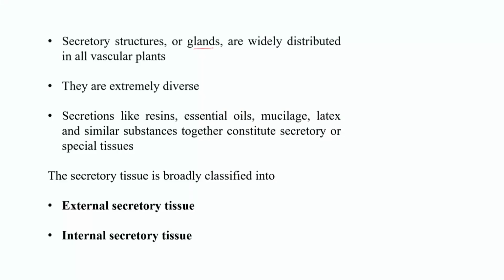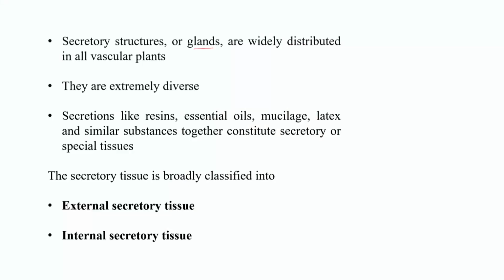Now, when we talk about secretory tissues, basically they are the glands. We say them basically as glands also. They are the ones which are secreting some compounds, and they are responsible for production and secretion of those special chemicals. These special chemicals will serve various functions, and they will also provide extra benefit. They will help in pollination, protection, and defense. And these types of structures are widely distributed in vascular plants.